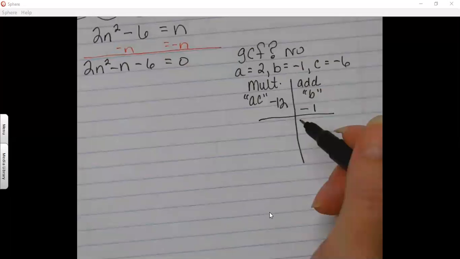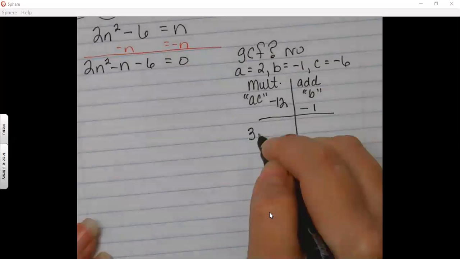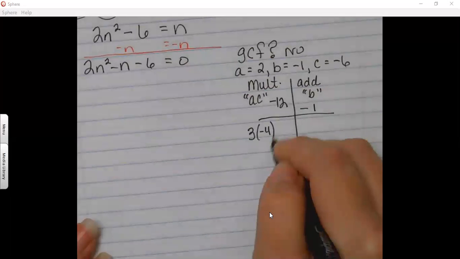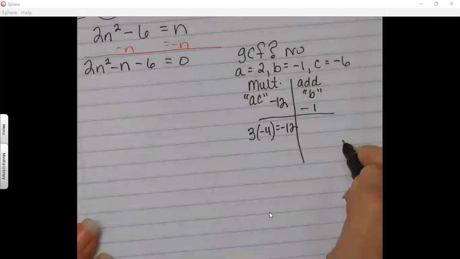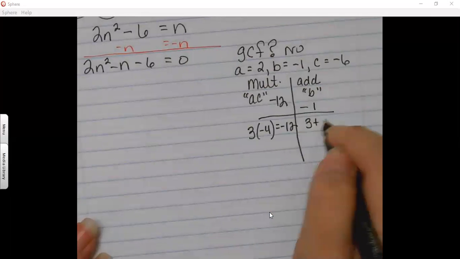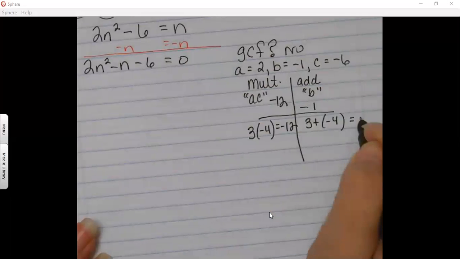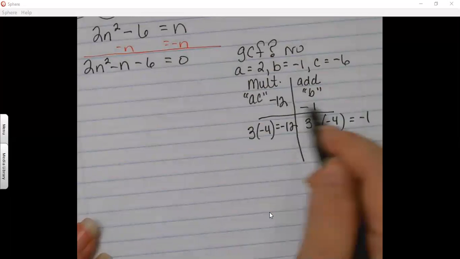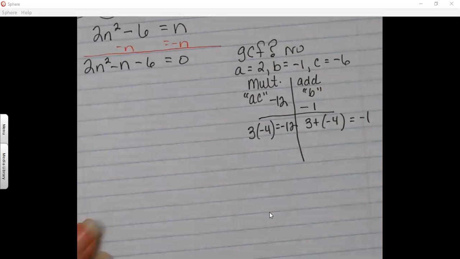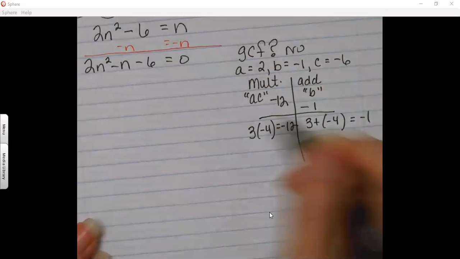3 times negative 4, I heard. Let's see. 3 times negative 4 does equal negative 12. 3 plus negative 4 does equal negative 1. Boom. It worked for both sides. 2 numbers that multiply to get negative 12. We want those same 2 numbers to add to get negative 1. That's what works. A positive 3 and a negative 4.